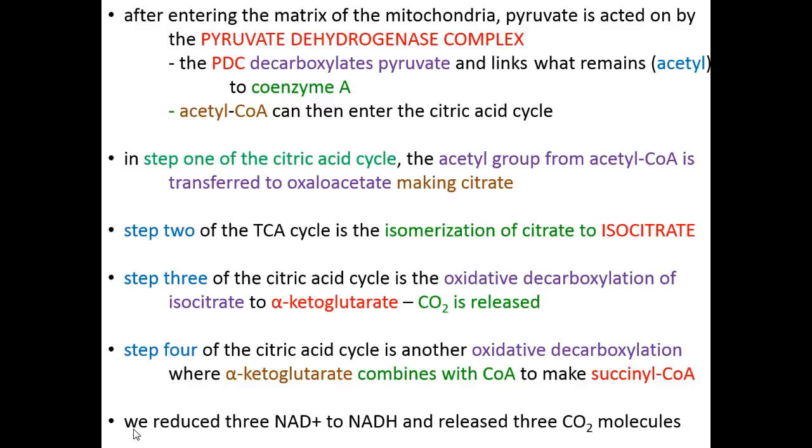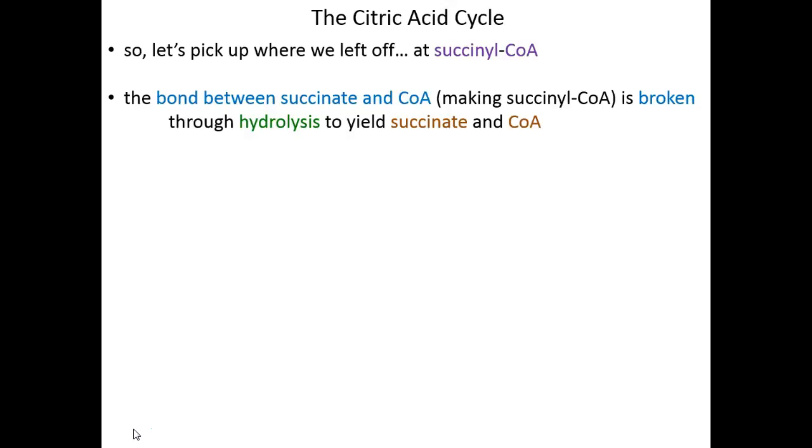Keeping in mind here that we're doing this in parallel 2 times over for every molecule of glucose, because for every molecule of glucose we made 2 pyruvates, converted into 2 acetyl-CoAs, run through 2 citric acid cycles. We've just lost the equivalent of 6 carbons through these 2 parallel cycles, and that's the entirety of our glucose. So the carbons from our glucose molecule are now officially gone. The rest of the citric acid cycle is going to be to do just that, to make it a cycle, to recycle back to oxaloacetate. So let's pick up where we left off at Succinyl-CoA.